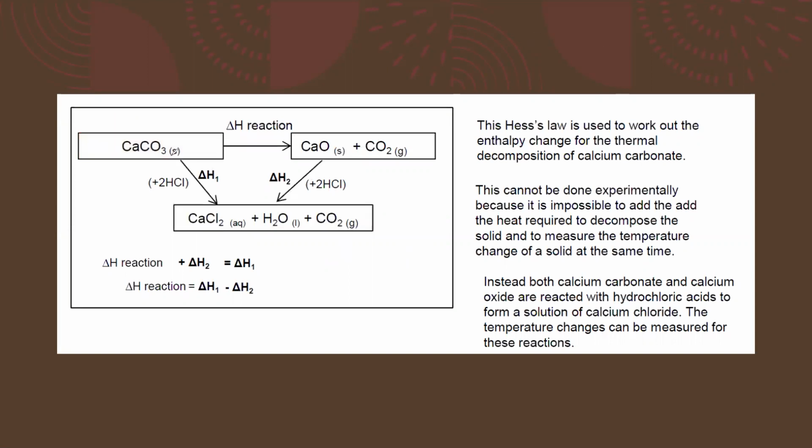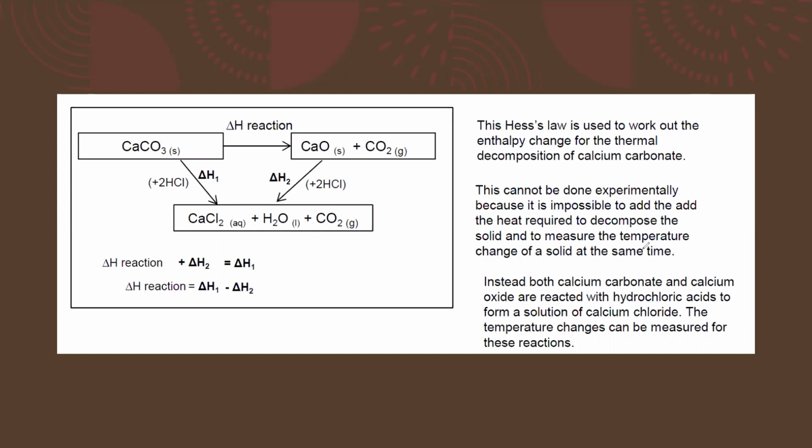The reason this Hess's law or Born-Haber cycle is important for us is that for thermal decomposition reactions, it is practically difficult to find the enthalpy change. Why? Because you have to supply energy and calculate how much energy is being absorbed, which is difficult. That is why we use Hess's law, or the application of the Born-Haber cycle, to work out the enthalpy change. This cannot be done experimentally because it is impossible to add the heat required to decompose a solid and measure the temperature of the solid at the same time.